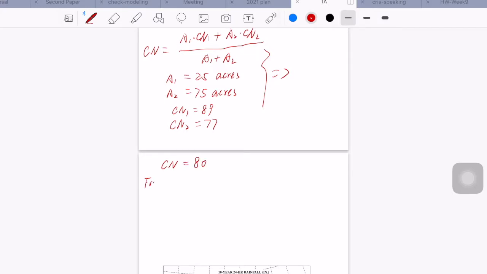And from equation 11.6, for the British unit system, S should be equal to 1000 divided by CN minus 10, and we know the CN equals 80, so we can determine S should be equal to 2.5 inches.